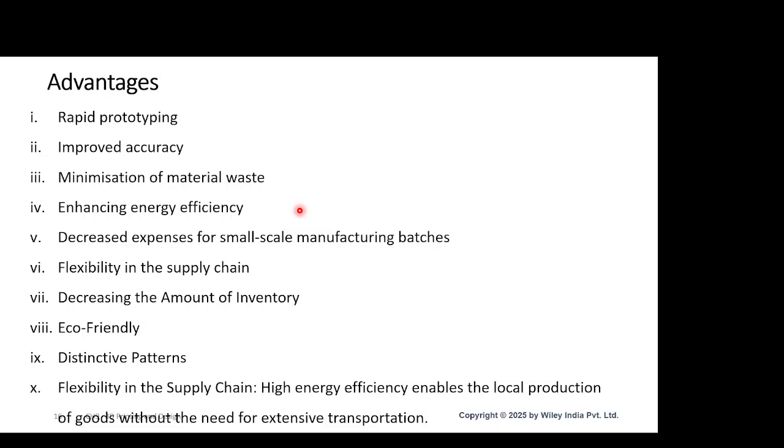Now you can produce in-house only, so you don't have to rely on others and you don't have to pay them the commission. Flexibility in the supply chain, decreasing the amount of inventory required because you can anytime manufacture as and when required. So that is also called just-in-time manufacturing. Distinctive patterns, different types of patterns can be created, and there's a flexibility in supply chain also because high energy efficiency enables local production of goods without the need for extensive transportation. So another reason why we call it flexible and eco-friendly.